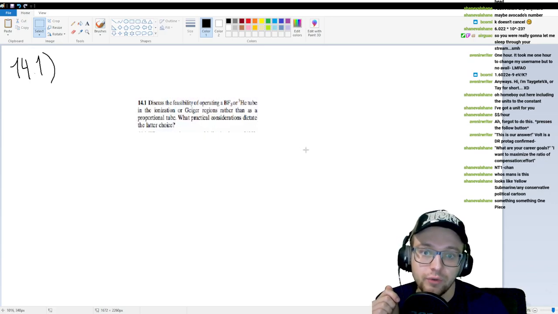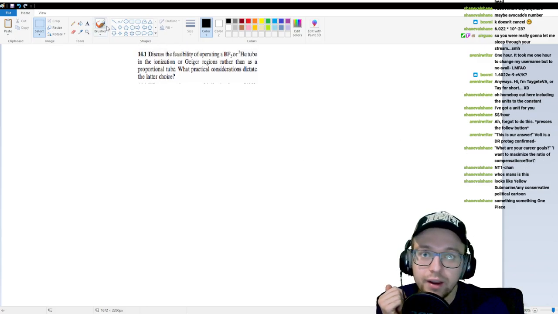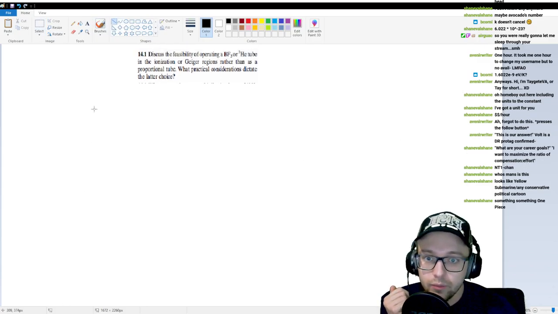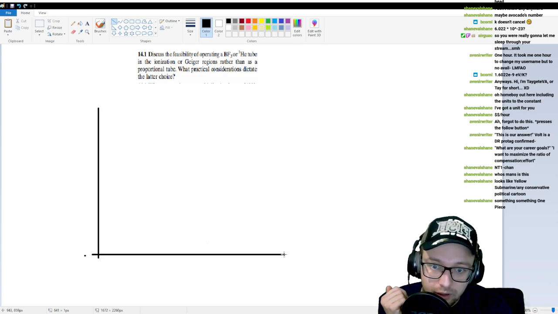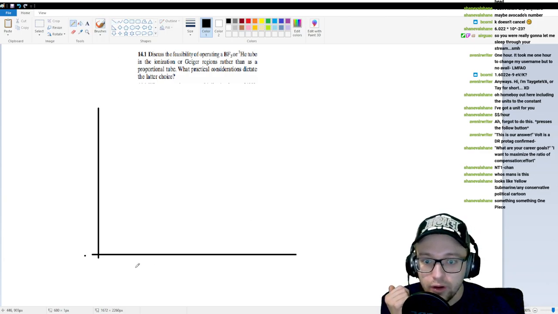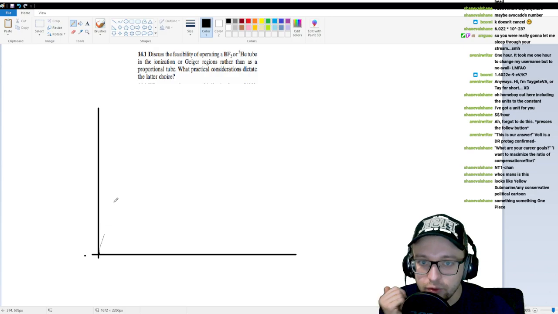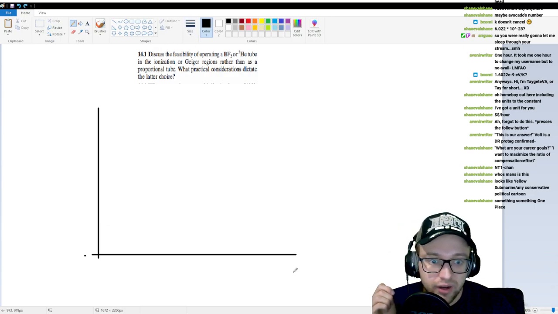So, first things first. When it asks about the ionization regions and the Geiger regions, it's talking about the applied voltage. I'm going to draw this cool little diagram for you all so you can kind of get an idea for what I'm talking about. So gas-filled detectors operate in a couple different regions, and it's important to differentiate these regions because it's based on the applied voltage.